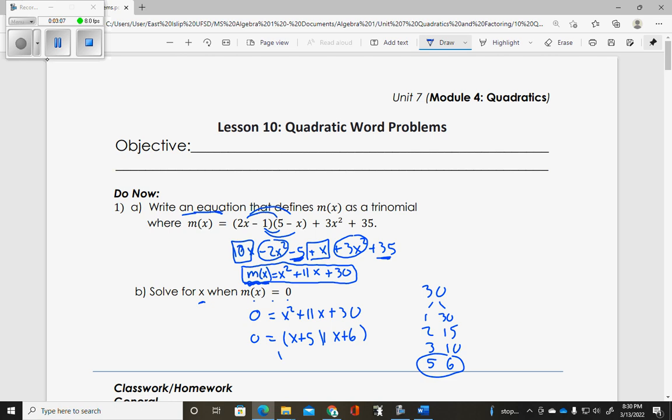I'm going to set each factor equal to 0. If I subtract 5 from both sides, I get that x equals negative 5. If I subtract 6 from both sides, I get that x equals negative 6. So the solutions are negative 5 and negative 6.